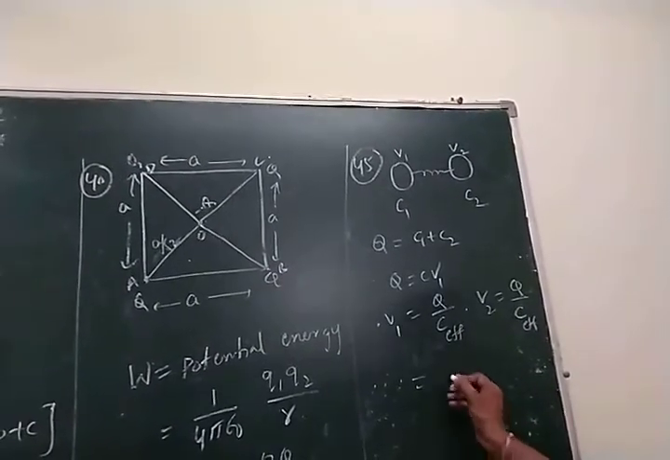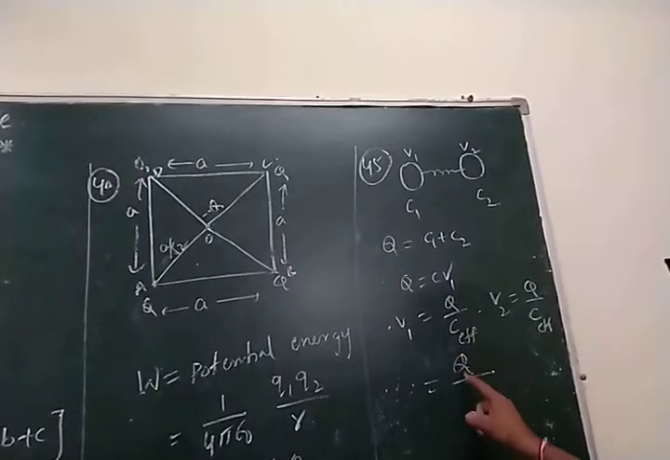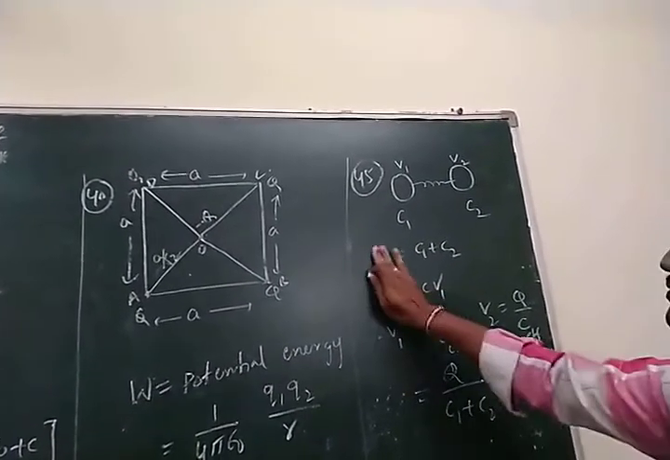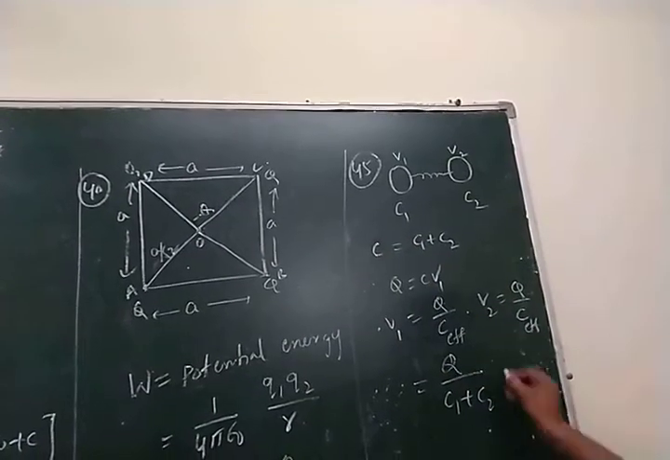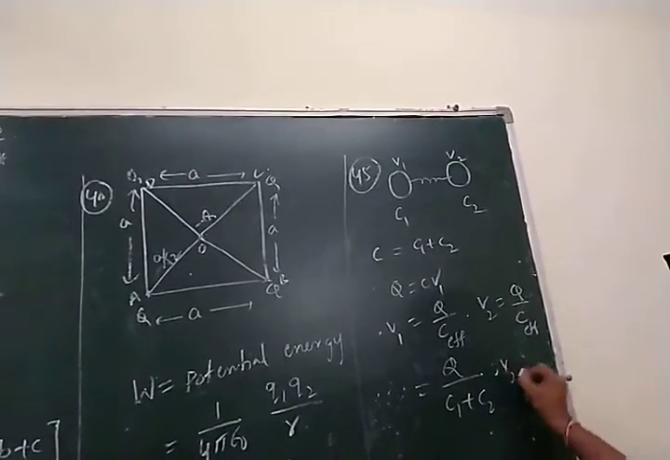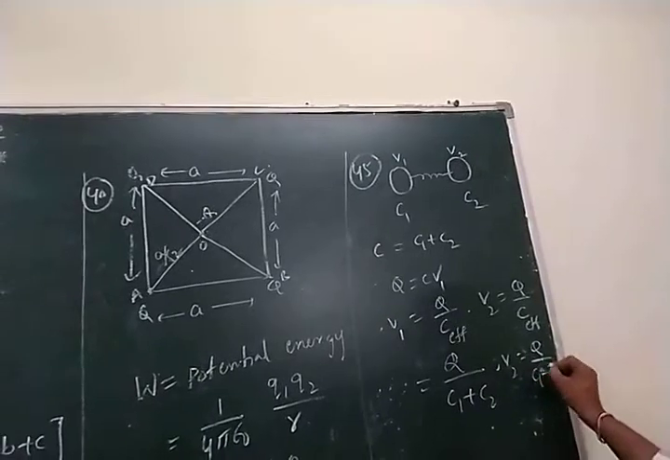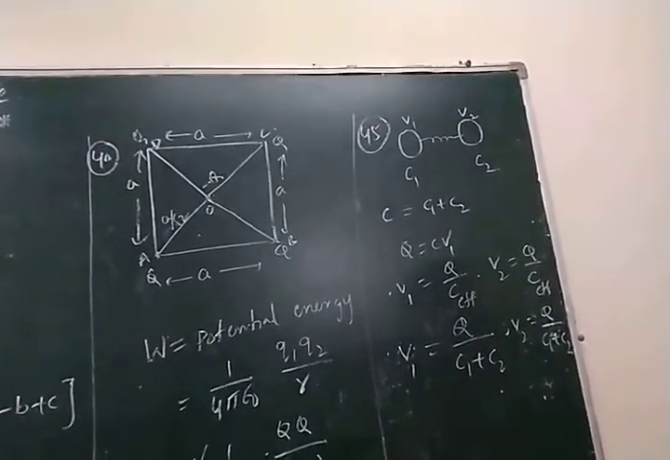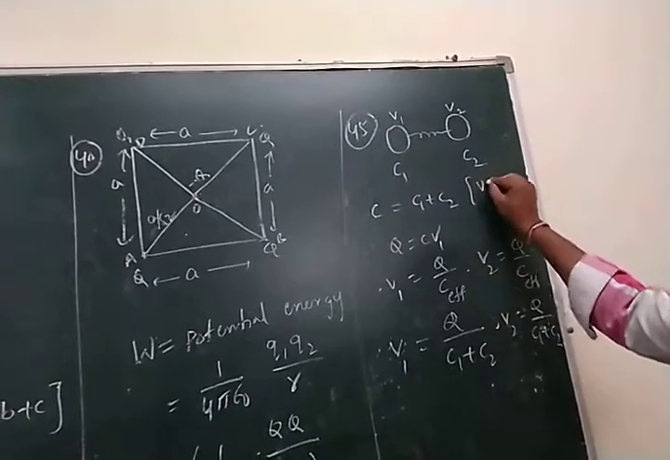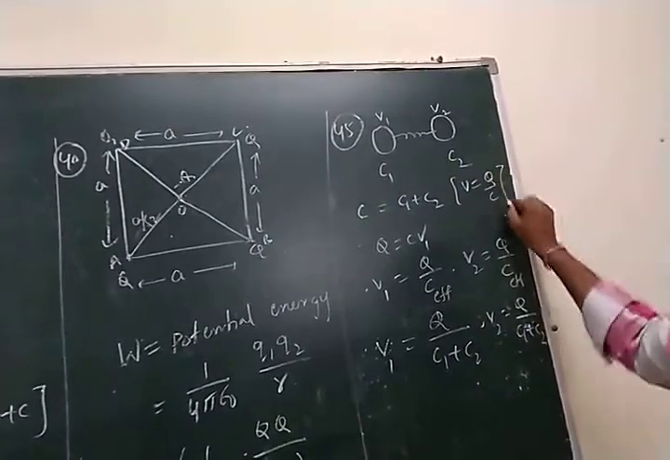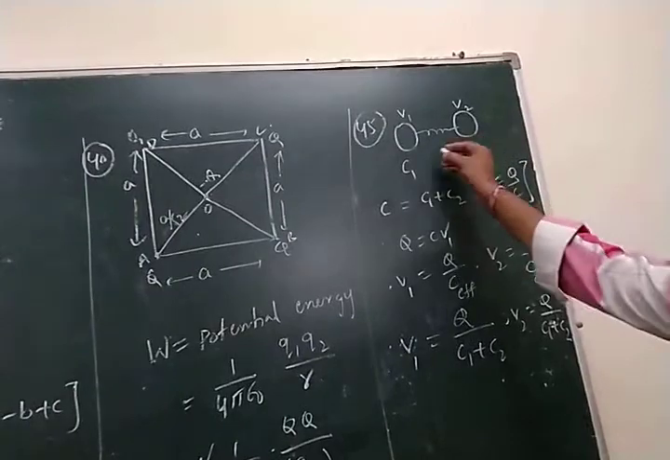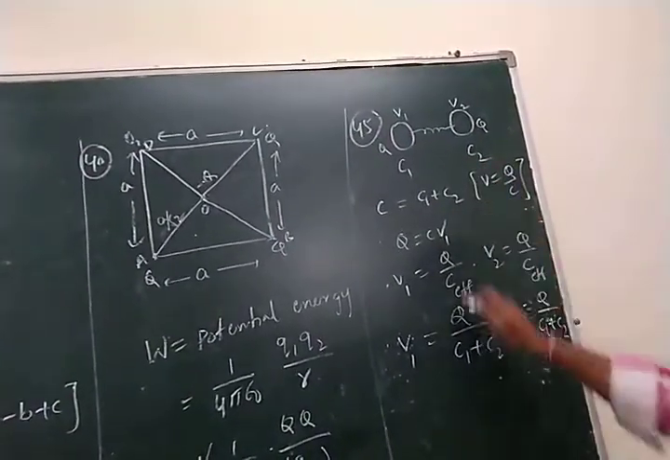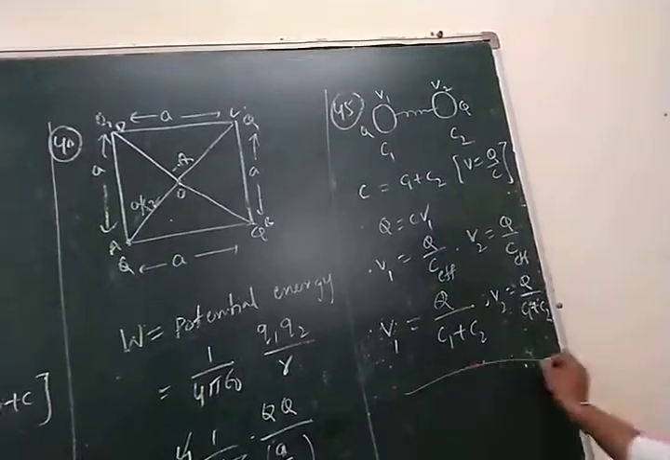Write here the formula Q by C is equal to how much is there here? C1 plus C2. C is equal to C1 plus C2. And similarly V2 is equal to also Q by C1 plus C2. This is the V1 is equal. See, V1 is equal to, we can write the V is equal to Q by C formula. The charge on each capacitor is there Q and the capacitance is there. We are adding the sum of C1 plus C2. This is the formula.